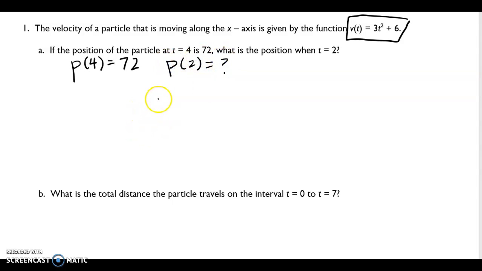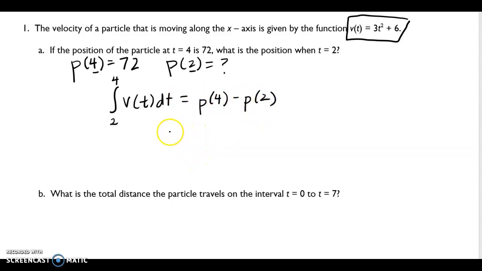Since we're only given velocity, to get from velocity to position I'm going to have to find the antiderivative. Just like we were doing in 5.1, we're going to set up a definite integral. So our definite integral of the velocity, using those two values, 2 and 4, is equal to P(4) minus P(2). Always top minus bottom. Then I actually want to calculate that integral from 2 to 4 of 3t^2 + 6.